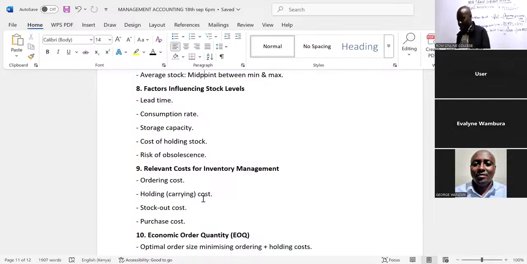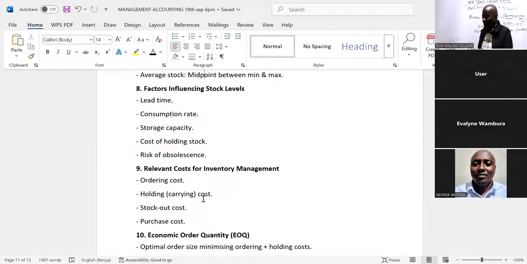So number one will be the lead time. Then we have the rate at which you are consuming. If you are a heavy consumer, then you need big stocks. Then storage capacity. You can't tell me you want to bring a million marker pens; where will you store them? Then the cost of holding stock, which we are going to see, can be very expensive. And then the risk of stock becoming obsolete. If that risk is very high, I would rather keep minimal stock, and maybe risk running out of stocks.